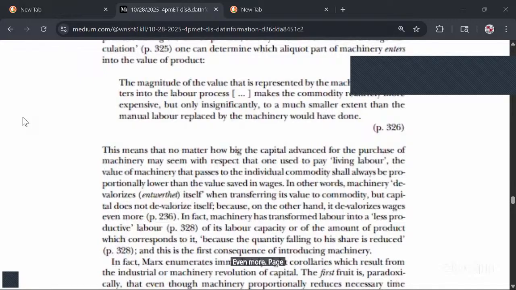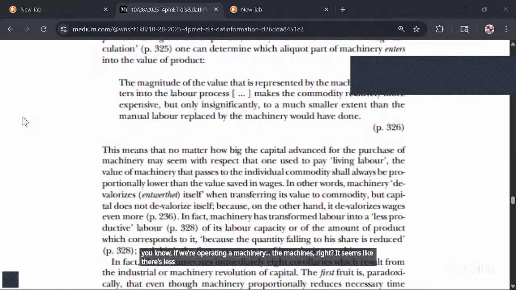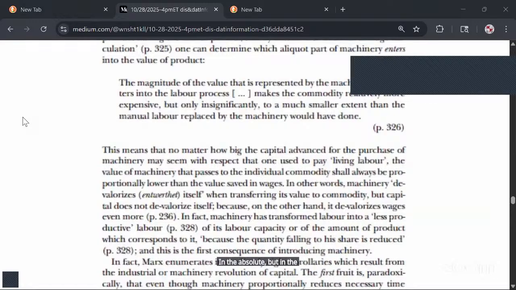Page 236. In fact, machinery has transformed labor into a less productive labor of its labor capacity, or of the amount of product which corresponds to it, because the quantity falling to his share is reduced. And this is the first consequence of introducing machinery. Why should I pay you more for operating the machines, right? It seems like there's less activity and less effort exerted in the absolute, but in the relative, that's different.